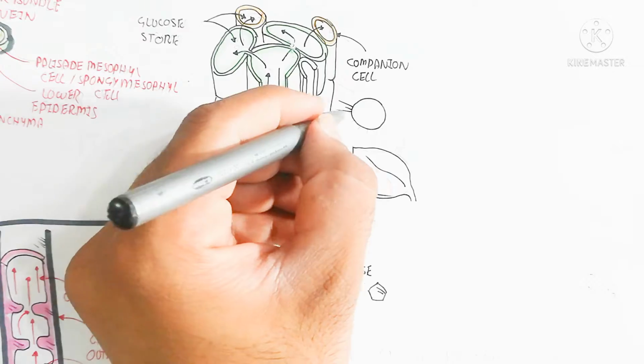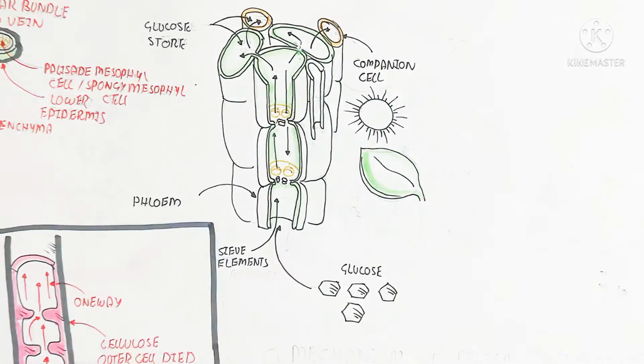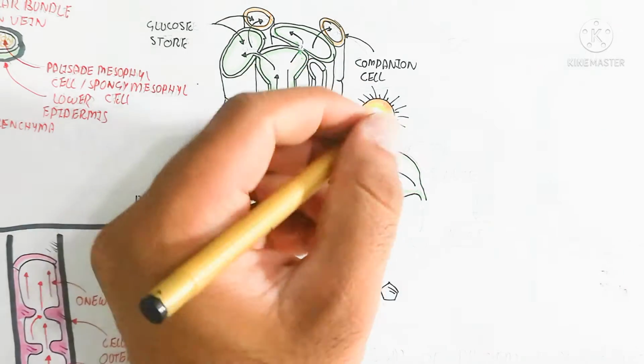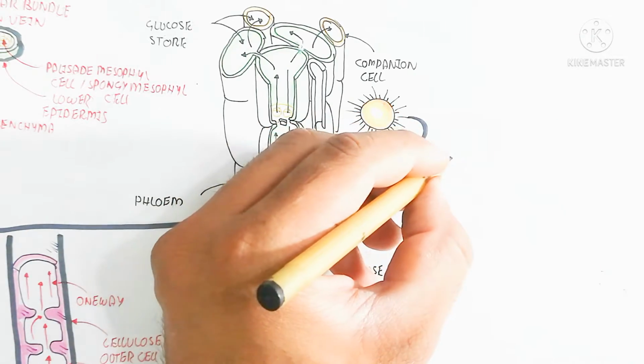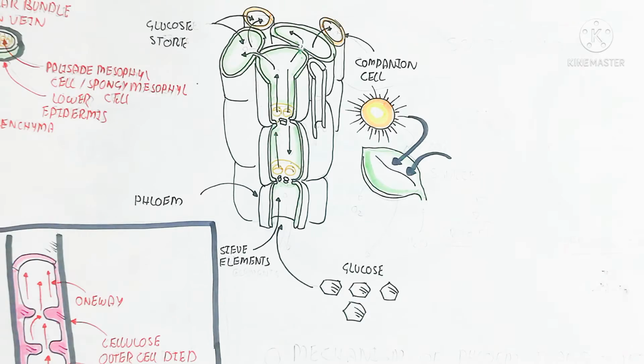Sugar is synthesized from here, with the light reaction. Light will fall on the leaf and be absorbed by the chlorophyll. After the absorption of light by chlorophyll, oxygen will be produced, and carbon dioxide will be fixed in the dark reaction. So this is the source.